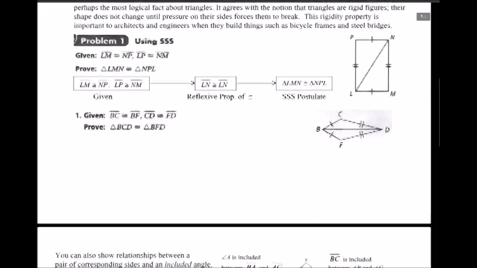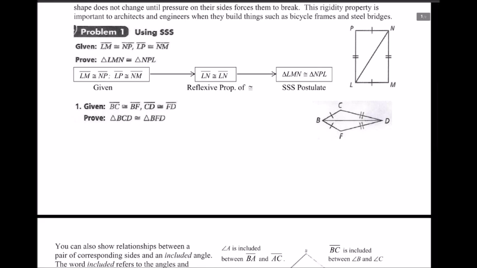Let's look at a proof using this. We have a diagram here. We are given that segment LM and segment NP are congruent, and we are given that segment LP and segment NM are congruent. And we are looking for a way to make our triangles congruent. Well, we need a third side, and hopefully you are seeing it right here as our reflexive property of congruence. That gives us 3 sides.